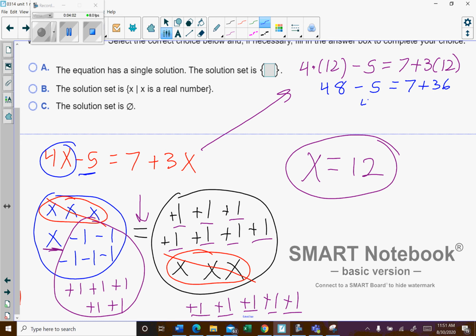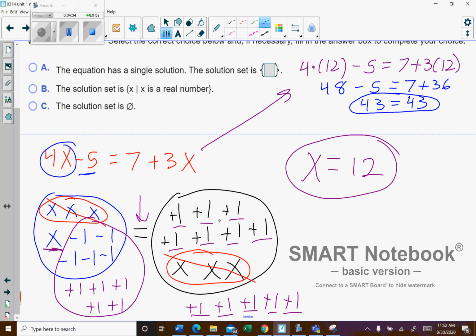48 take away 5 is 43. 7 plus 36 is 43. So you can see the two sides came out the same when I plugged in 12. That's the only number that would happen. If I plug in anything other than 12, the two sides would not equal each other. So I hope I didn't confuse you by kind of introducing more details to this. Sometimes that can just make things worse. So I hope I didn't do that, okay?